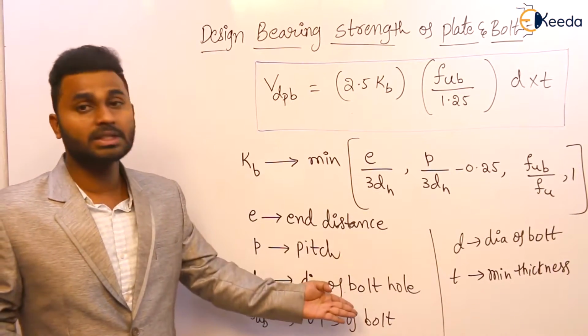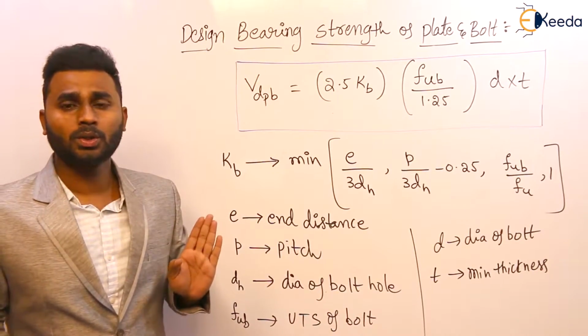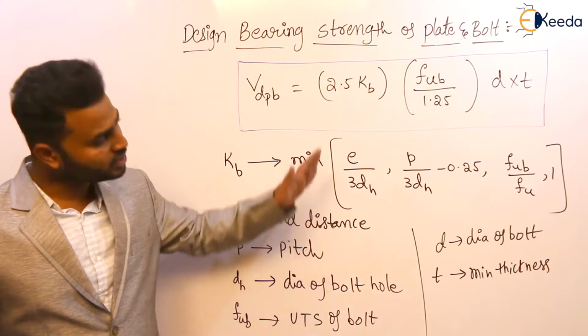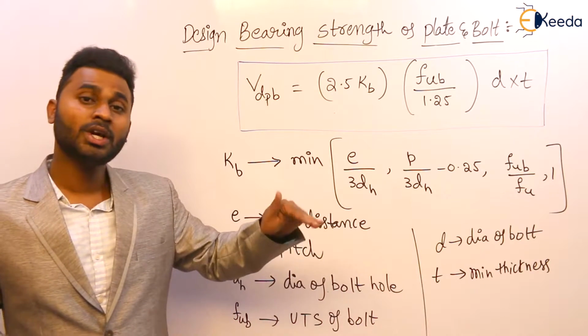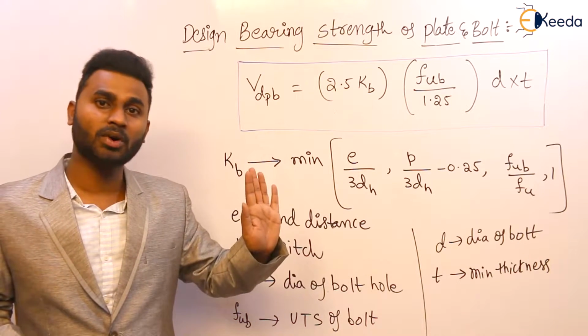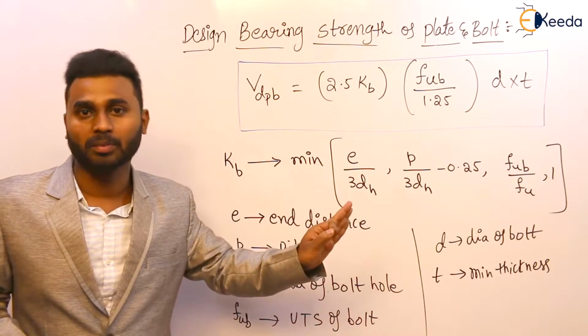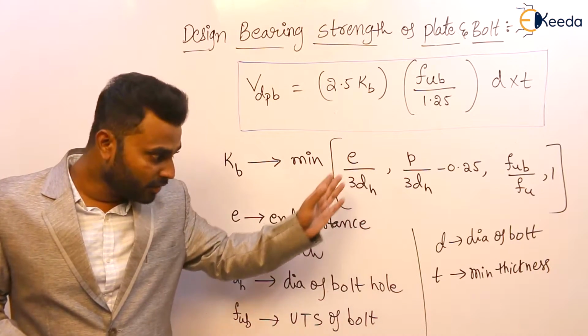Here also, this is the bearing strength of plate and bolt. For both it is the same formula. These are the terms that are involved here. First you understand it. Later in solving the question you will understand it in more detail and more clearly. Once we solve one numerical, then everything will be clear to you.